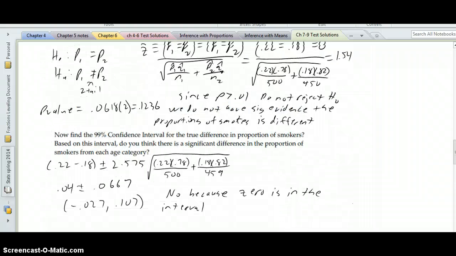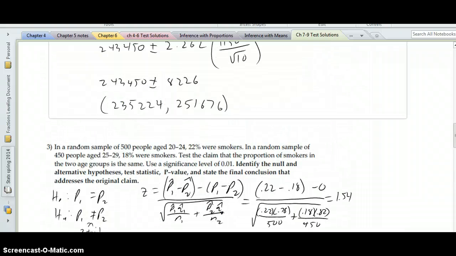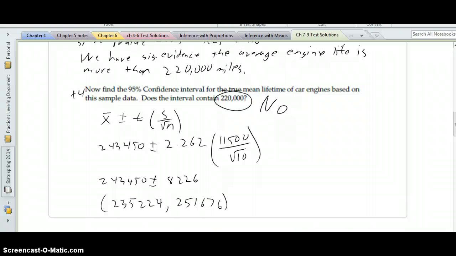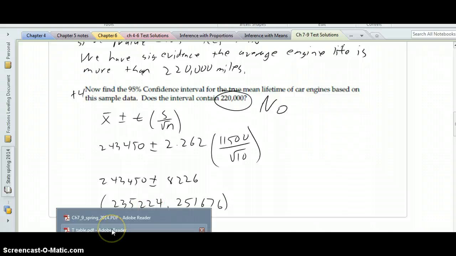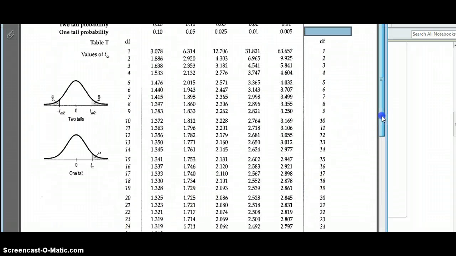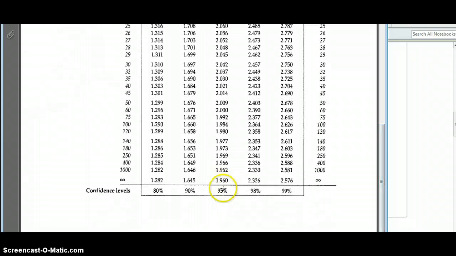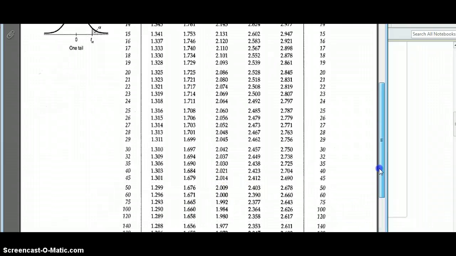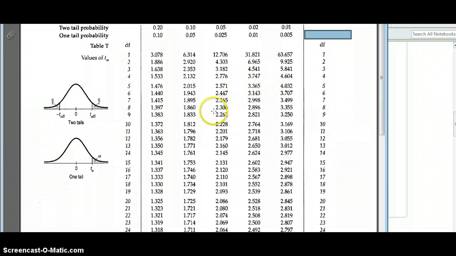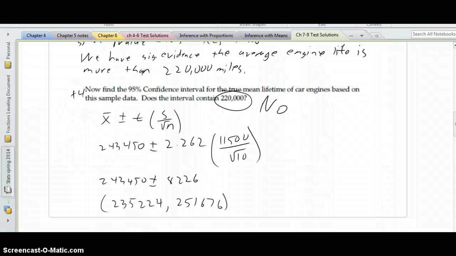Okay. And then we needed to calculate a 95% confidence interval for this. So x bar is 243,450 plus or minus this 2.262. If I go to row 9 of that t-table again, and I look for the 95% row at the very bottom, and I go up to 9, there it is, 2.262. So that's my t multiplier if I want to do a 95% confidence interval with 9 degrees of freedom.